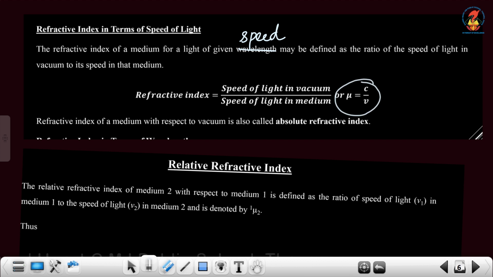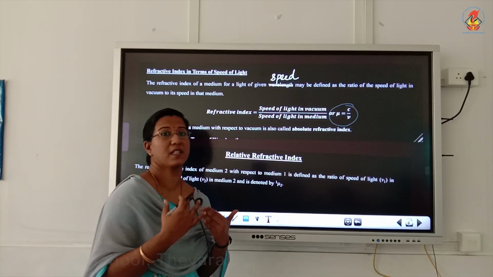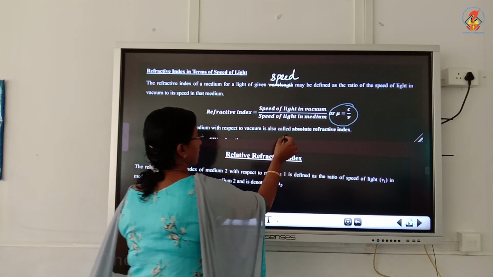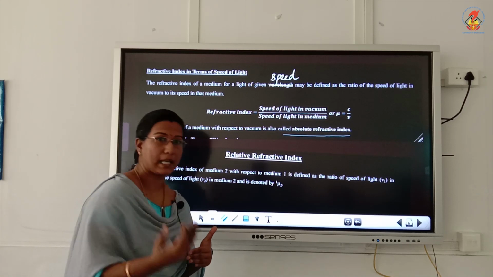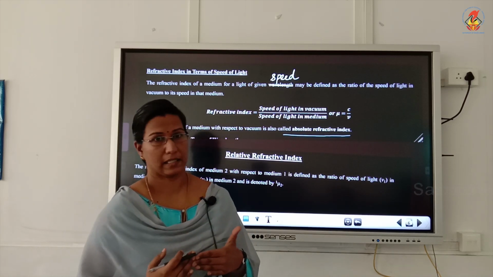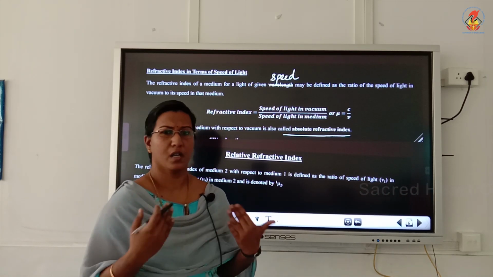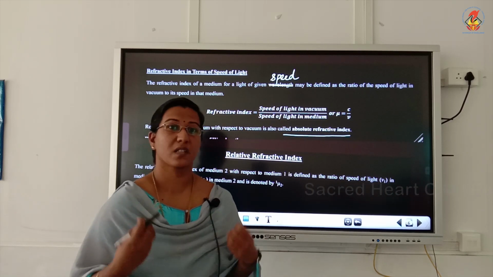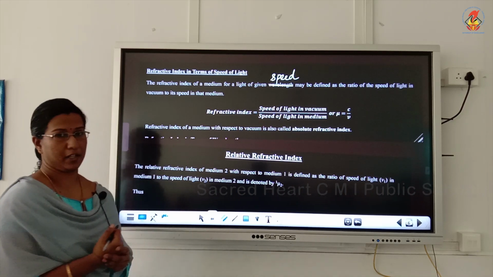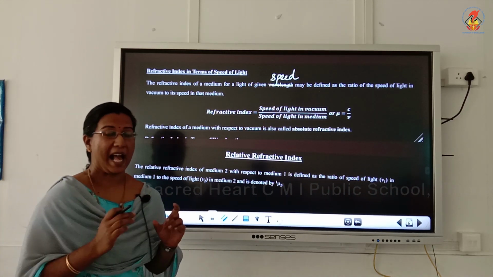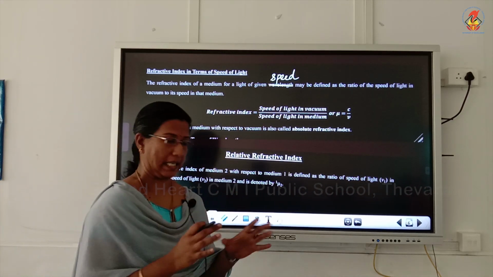Now, if we are finding the refractive index with respect to vacuum, if the first medium is vacuum, then the refractive index is also known by the name absolute refractive index. So, refractive index in terms of speed of light is defined as the ratio of speed of light in vacuum to the speed of light in the given medium. It can be water, glass, any transparent or semi-transparent medium. And if the first medium is vacuum, then it is known as the absolute refractive index.